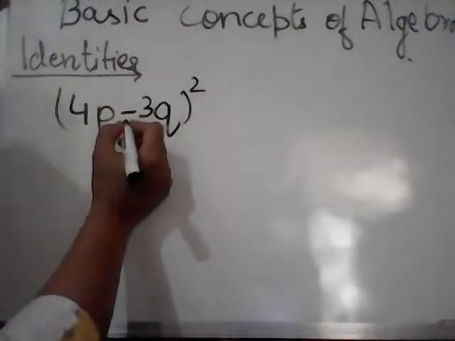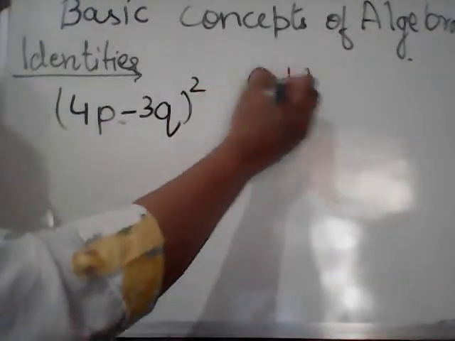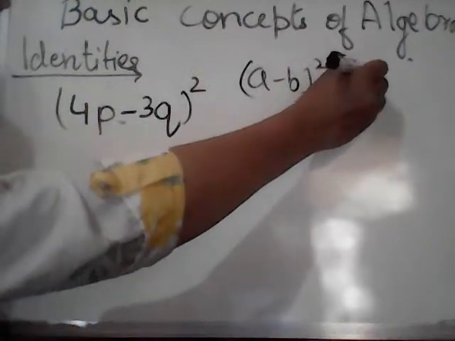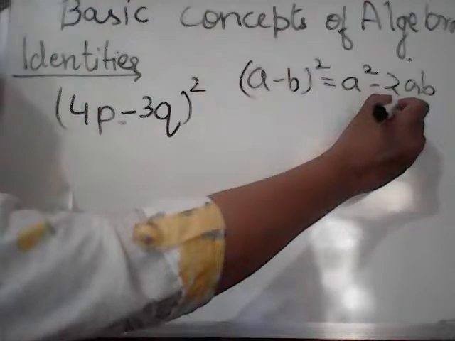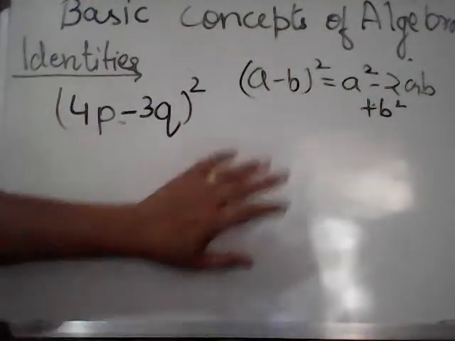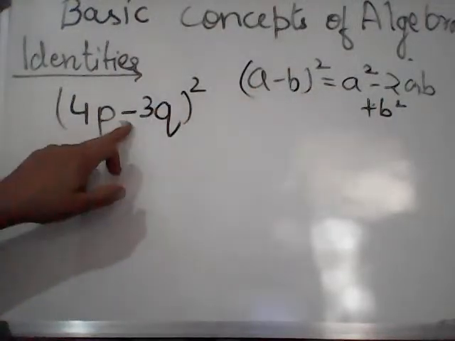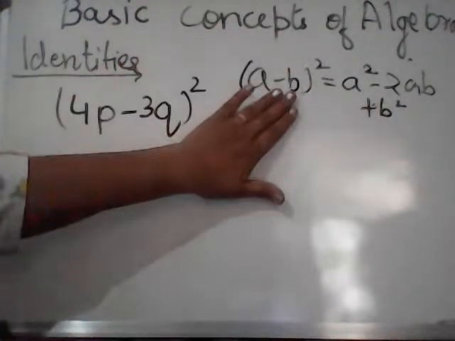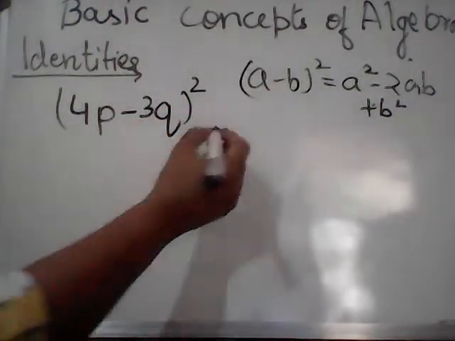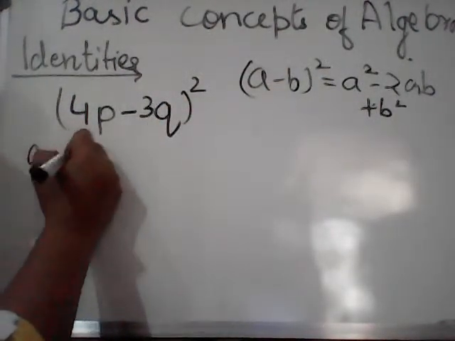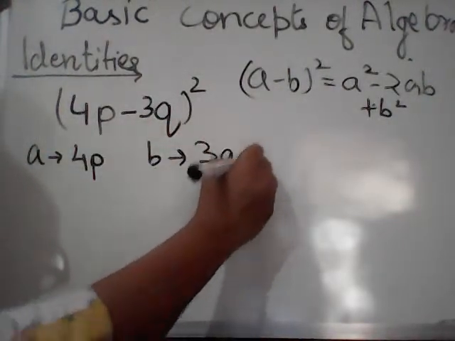You see a minus sign. In the second identity, we have a minus sign, that was a minus b whole square, which is equal to a square minus 2ab plus b square. Right? We'll use this identity. Why? Because we have two terms a and b, and we have a minus sign in between. We'll compare this expression with this identity. On comparing, we found that we can use this identity, and in place of a, we can take 4p, and in place of b, we can take 3q and use the identity.